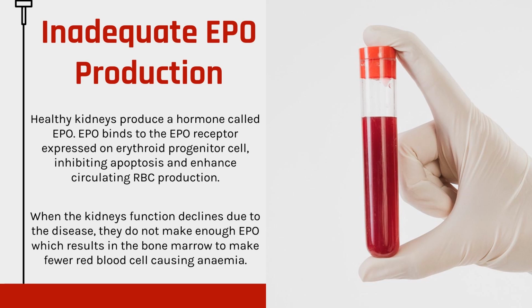As we all know, healthy kidneys produce a hormone called erythropoietin. EPO binds to the EPO receptor expressed on erythroid progenitor cells, inhibiting apoptosis and enhancing circulating red blood cell production. But when the kidney's function declines due to the disease, they do not make enough EPO, which results in the bone marrow making fewer red blood cells, causing anemia.